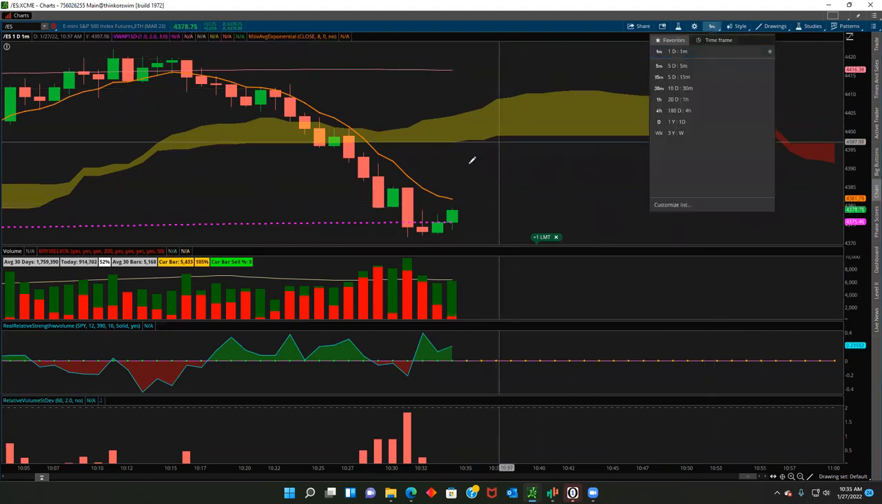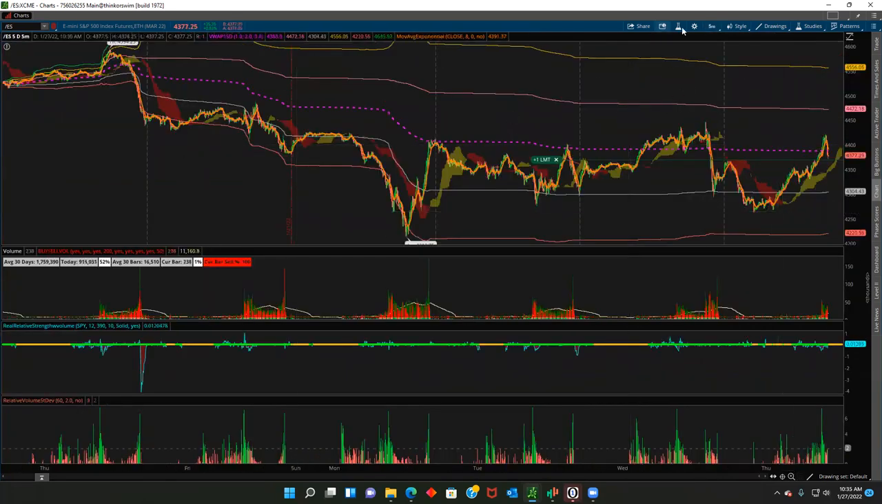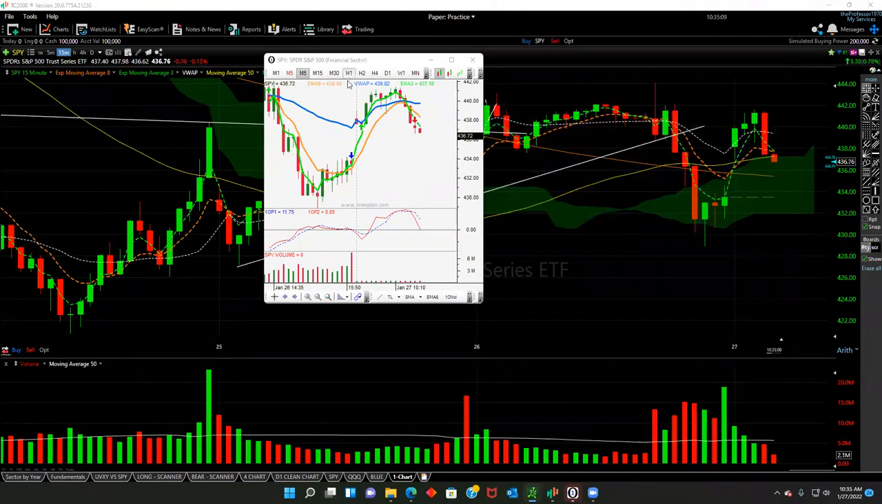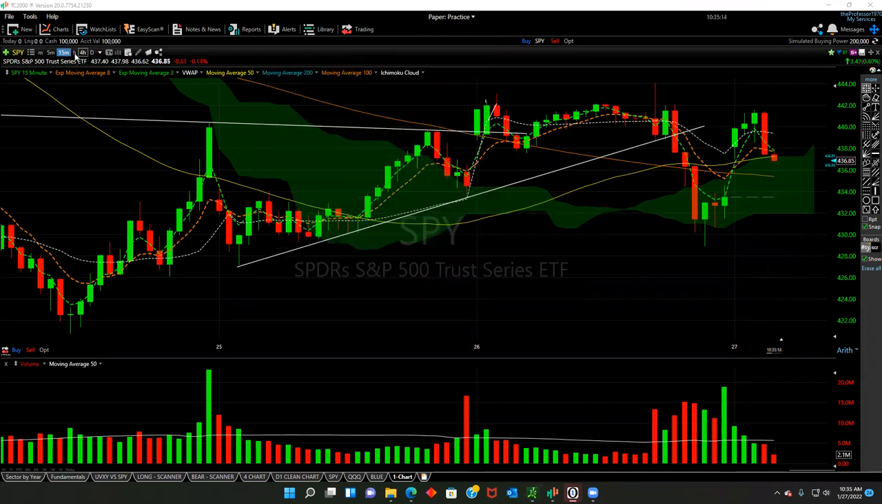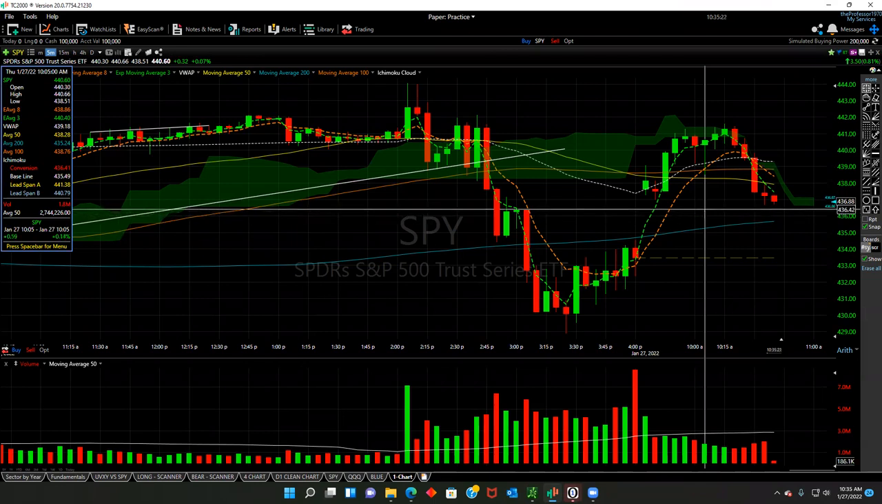So I go back, and 1 minute is too choppy, so I don't really use it. I just stick with the 5 minutes. And I'll go back into my other chart. We're still in a kind of nice little downturn. I'll go back to my 5 minute here. And my level that I'm looking to trade at is probably somewhere around here.